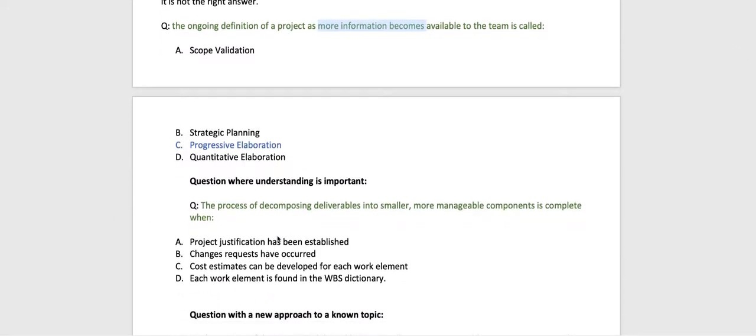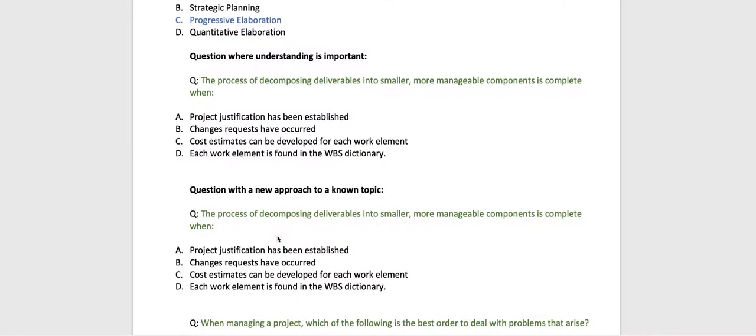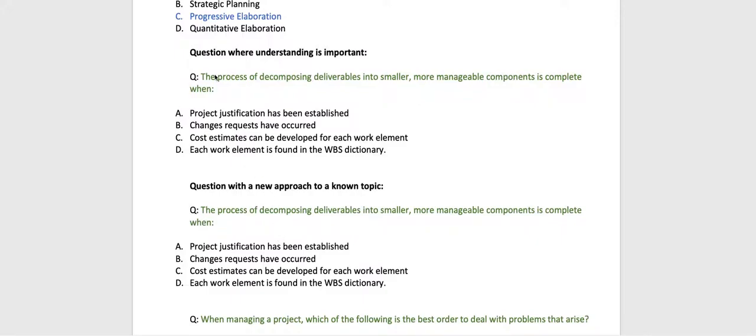So you really have to think and train your mind before you go and see the exam with questions like this. Questions where understanding is very important. For example, the process of decomposing deliverables into smaller, more manageable components is to complete one. Well, I want you to think of it. The process of decomposing deliverables into smaller, more manageable parts. What do we call this?